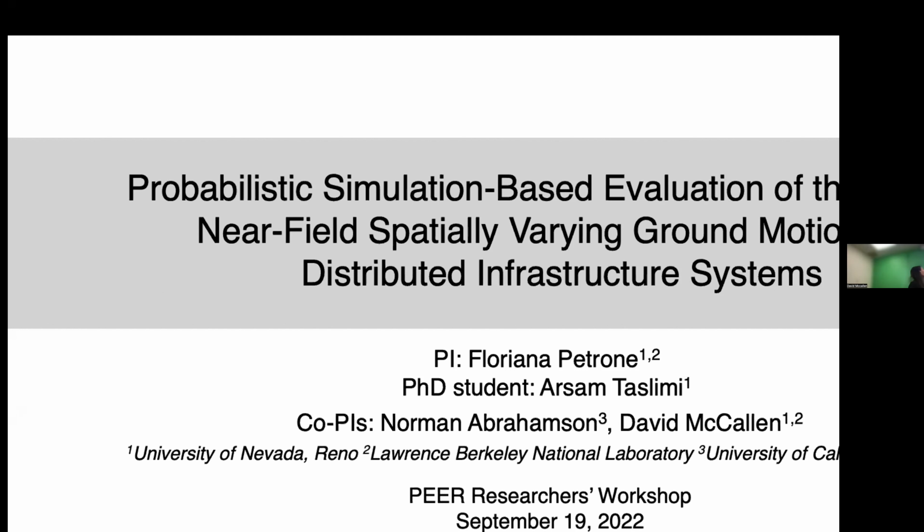The team working on this project includes myself, my PhD student Arsam Taslimi, who gets all the credits for the modeling and the simulation results I'm going to show today, and co-PIs Norm Abrahamson from UC Berkeley and David McCallum from UNR at Lawrence Berkeley Lab. I also want to acknowledge the collaboration with the DOE exascale computing project that is providing the computational capabilities for performing these regional scale simulations, and Dr. Roger Nkarka for providing the actual simulation results.